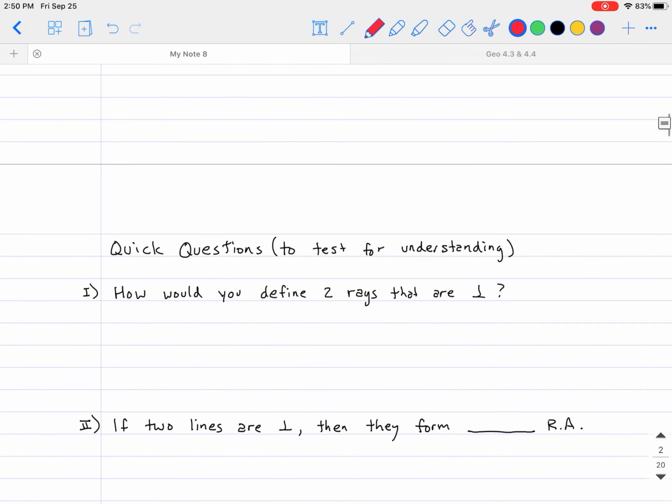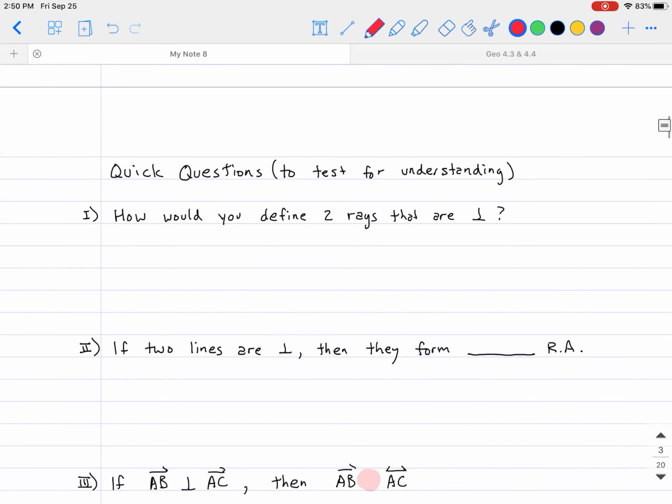All right, so here are some quick questions to think about, and then we're going to end it, just to test your understanding. Number one, how would you define two rays that are perpendicular to each other? Well, if we draw this out, because I think that's the best thing we can do for any algebra or geometry problem, two rays that are perpendicular to each other, by the endpoints, are basically going to form a right angle. So one thing we can say is that those are going to be the sides of a right angle. You can see this one right here and this one right here. Those are the sides.